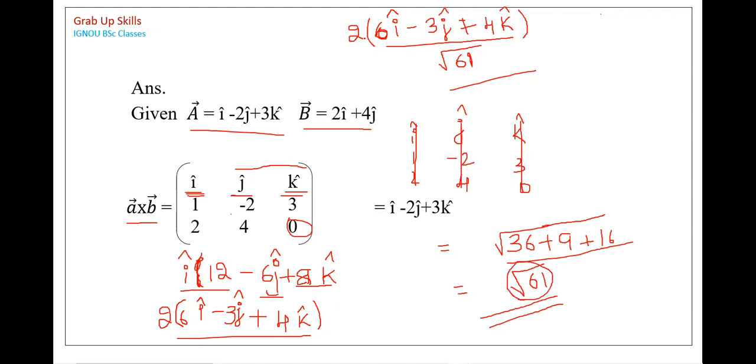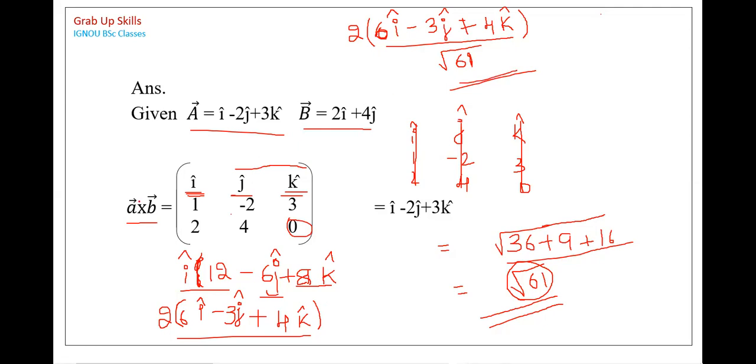So how will we write the answer? Here we have 2 into 6 i cap minus 3 j cap plus 4 k cap. This we will write as it is, divided by the modulus value that we have got. So this would be your final answer. I hope you have understood.